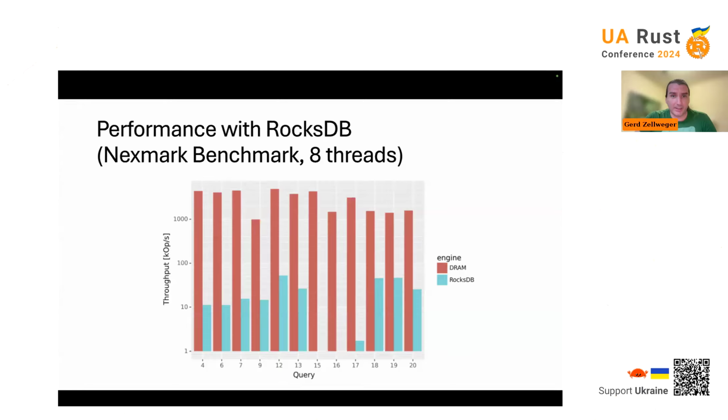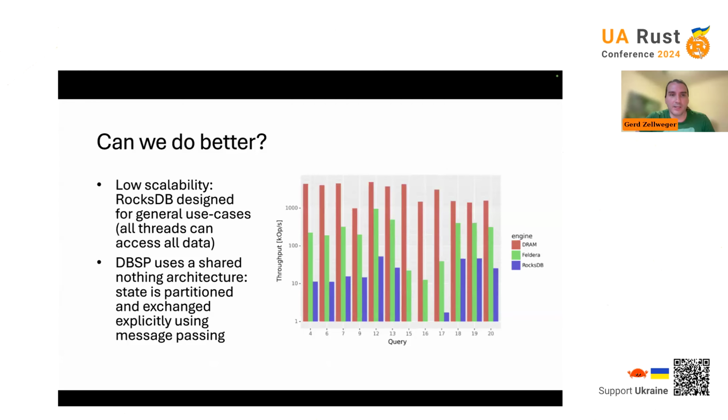So what happened is there's a few reasons for why this is slow. I'm going into them in the next few slides. But essentially, the first thing we noticed is that we had very low scalability. As soon as we started to use more threads, RocksDB would slow down with the increasing number of threads that we used for the pipeline.